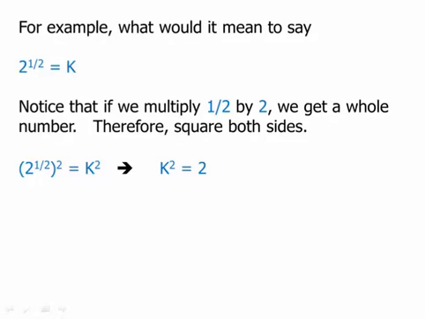k squared equals 2. Well, of course, we can solve this for k very easily. Take a square root. k equals the square root of 2. And that must be what k equals. So in other words, 2 to the 1/2 equals the square root of 2. Raising something to the power of 1/2 is the same as finding the positive square root of it. That's important fact number 1.